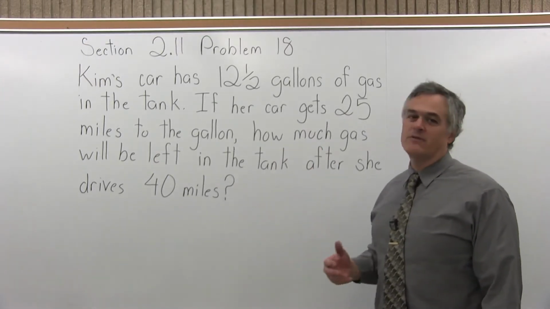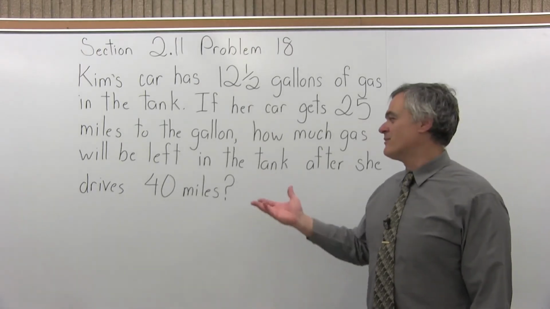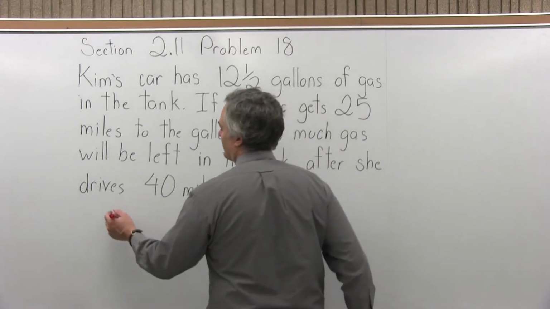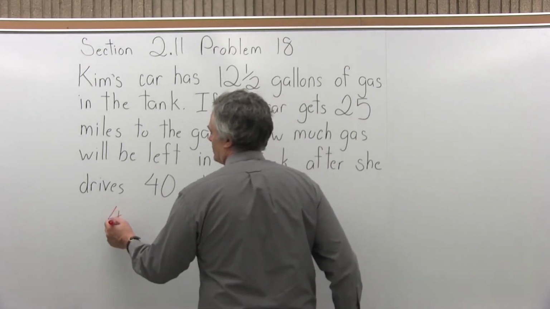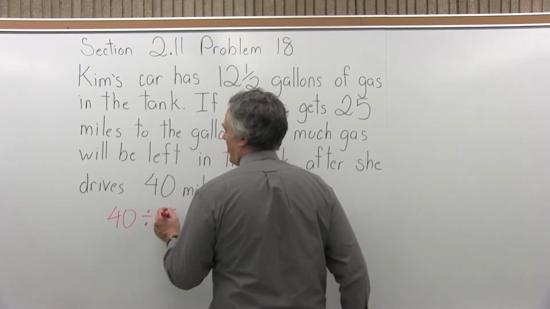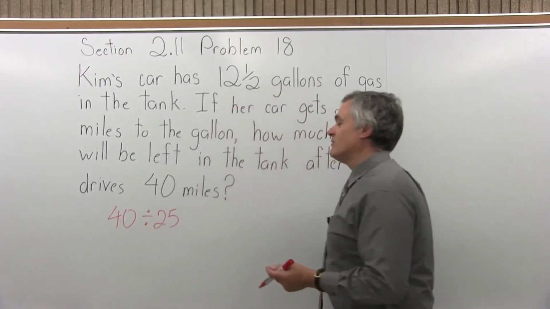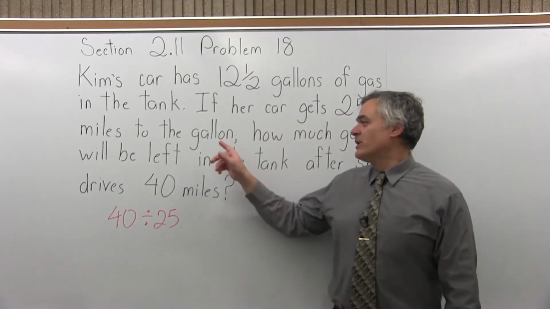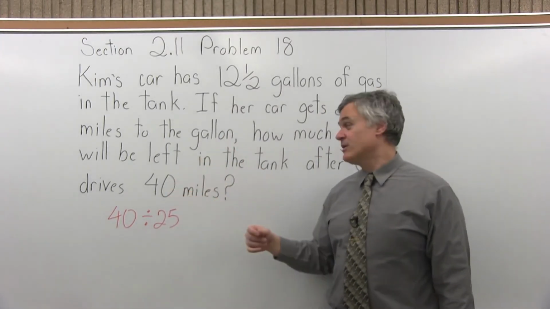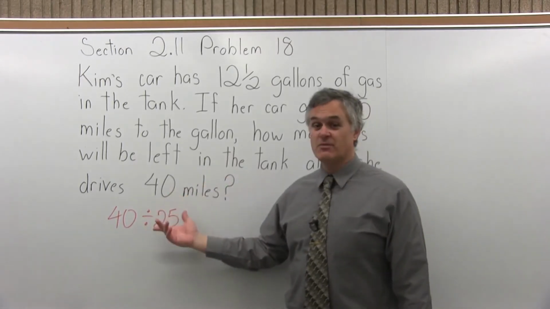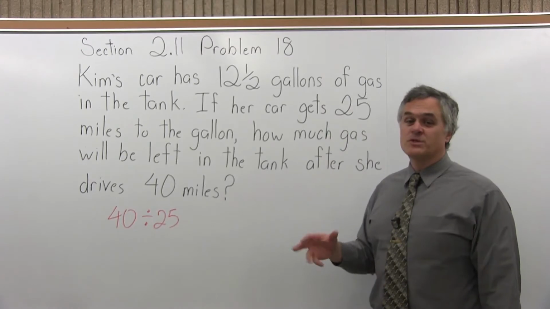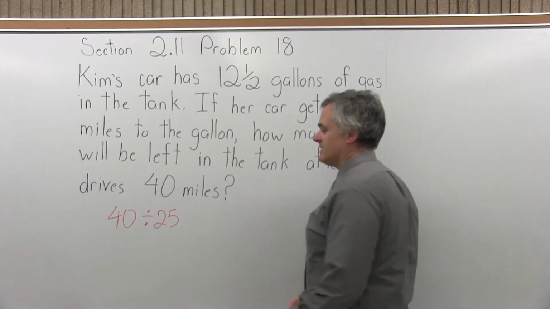Well, first of all, we have to figure out how much gas she used to drive 40 miles. So the car gets 25 miles to the gallon, so we are going to divide 40 divided by 25. If you think about it, if the car got 25 miles to the gallon, to go 50 miles would take 2 gallons, right? And how would that 2 gallons come about? The 50 divided by the 25. So it's a little less than 50, but that confirms that we should be dividing in this case.